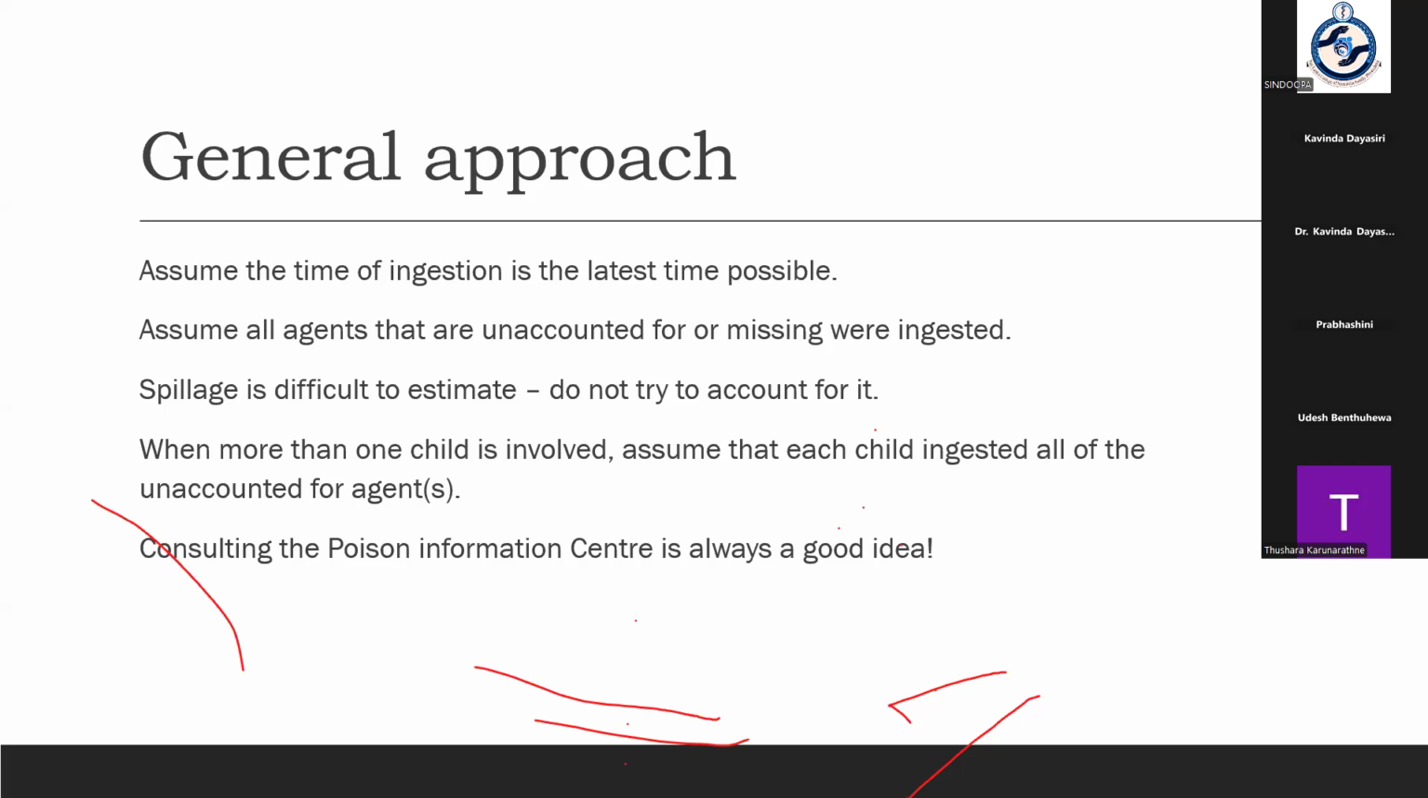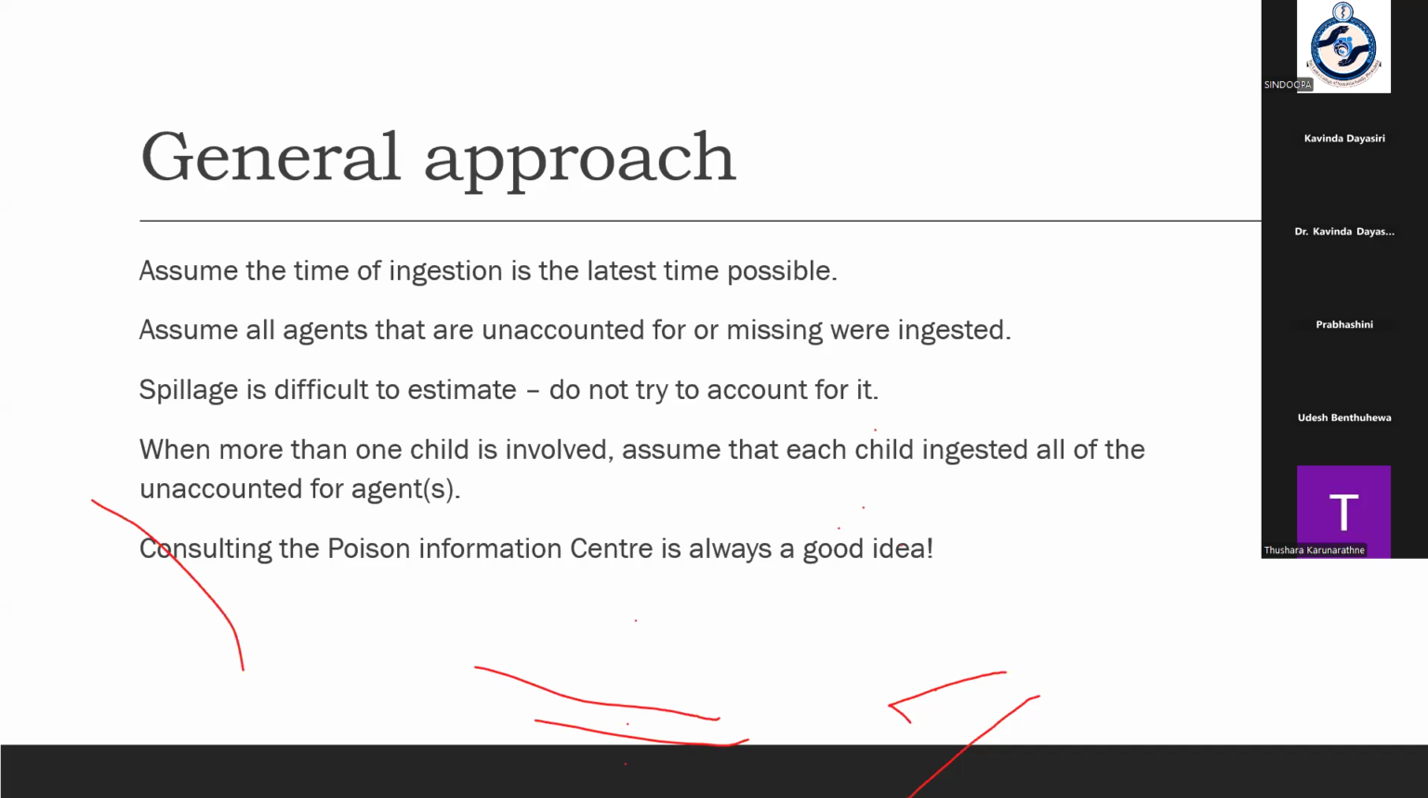And if there's a concern about the child ingesting more than one drug, but the parents are not sure, or certain tablets are missing, then we should assume that all agents undercounted or missing were ingested by the child, so that you can avoid decisions of disregarding the risks that may actually be there. Spillage is also difficult to estimate, so we shouldn't go after thinking about how much of the syrup or medication was spilled. We have to assume that the child has ingested all, unless we are very sure that a certain amount of the syrup is spilled.